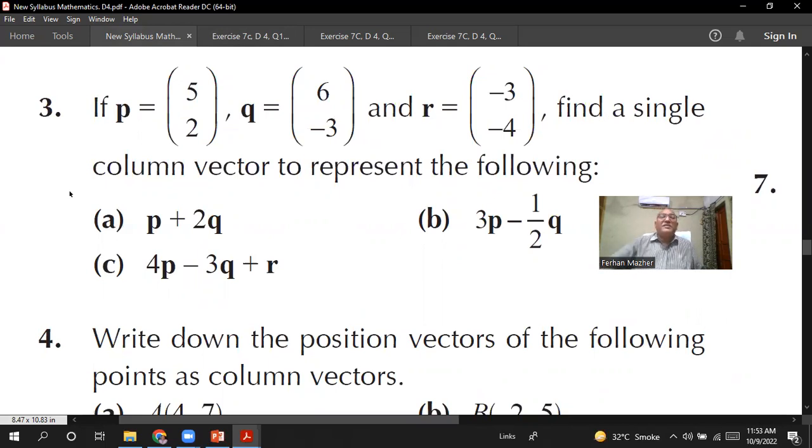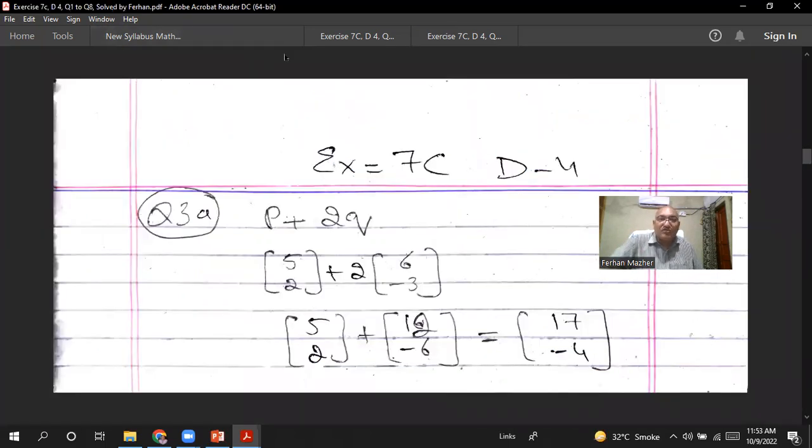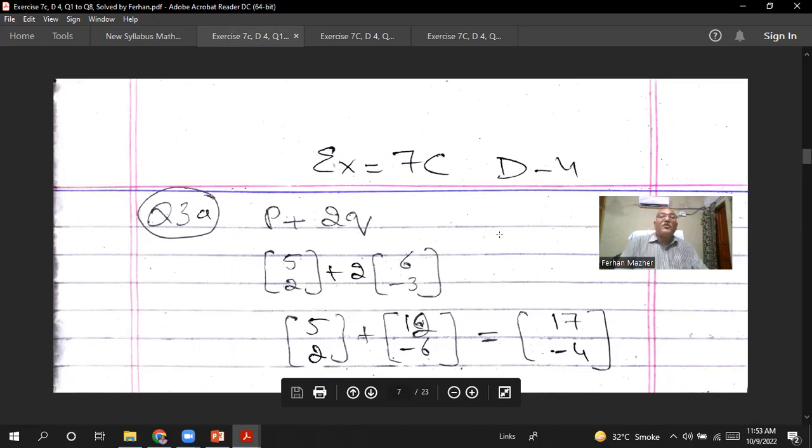So the A part is P plus 2Q. So here in the place of the P, I will substitute this column vector. And in the place of Q, I will substitute this column vector. The method is very simple. You can see on your screen the 5, 2 plus 2 times 6, minus 3. This 2 will multiply with both the members here. So you will have 5, 2 plus 12, minus 6. 5 plus 12 will be 17 and 2 minus 6 will be minus 4. So this is the answer of P plus 2Q.